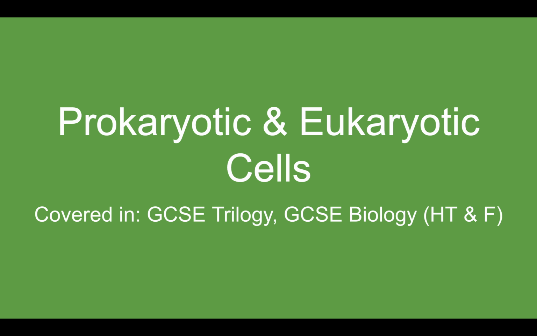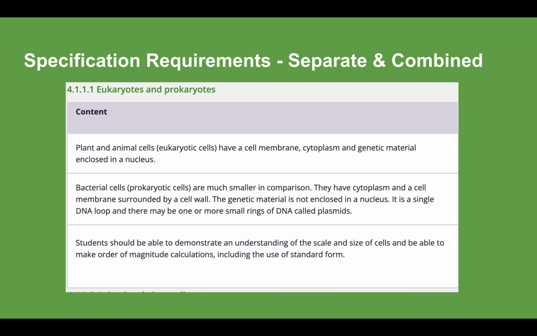Let's get started. So the specification requirements for the separate science and combined science criterion is shown below, so you can see how the students need to learn the content of the above, all about eukaryotes and prokaryotes, which will be covered in this lesson. So by the end of this, you should be able to answer all of these. Apart from the bottom bit, this area will be covered in a separate video.